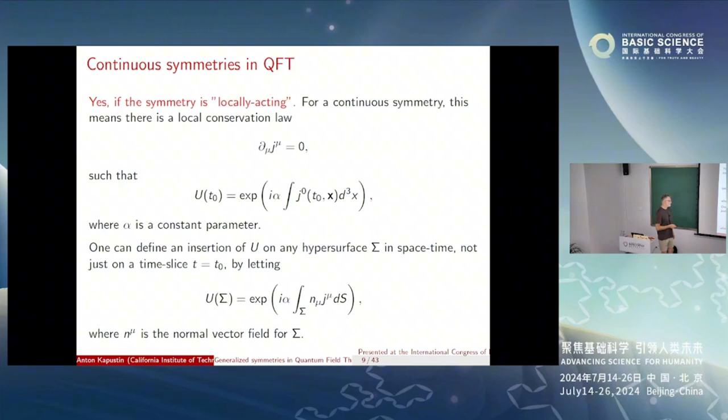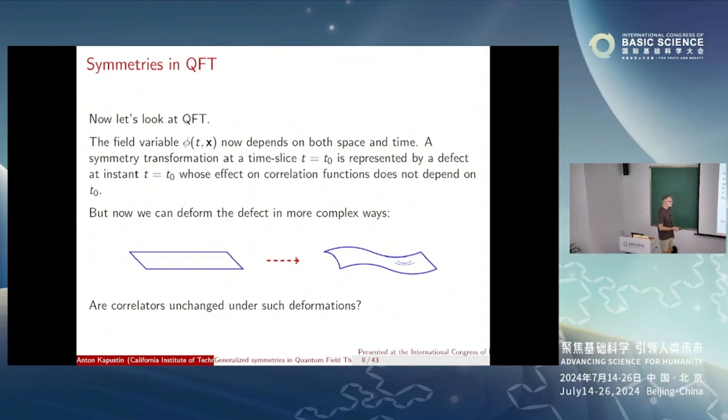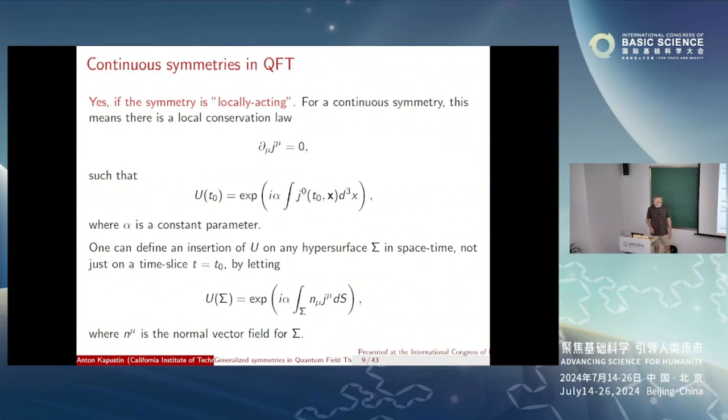Now we'd like to define an insertion of U on any hypersurface, just like in the previous slide. What do I mean by inserting U on this general surface? By definition, it's the following thing: the exponential, in the path integral you insert this thing, where n nu is the normal to the hypersurface sigma. And you still have the parameter alpha. So that's the definition. And now we're asking whether it's a topological defect in the path integral.